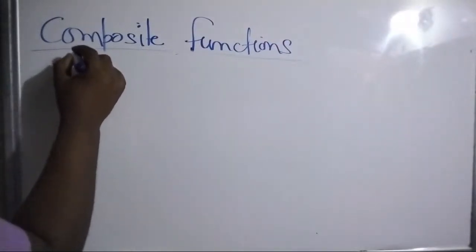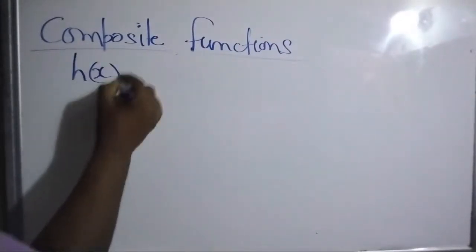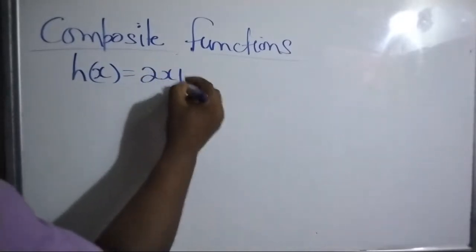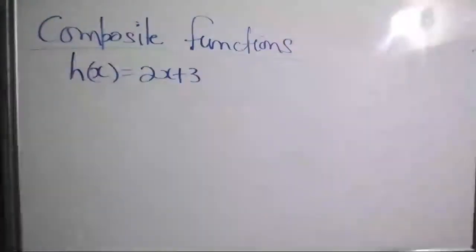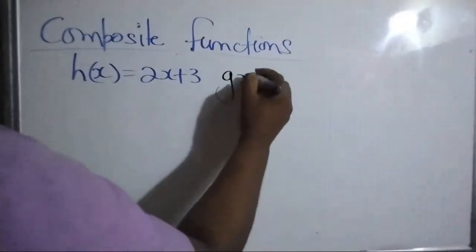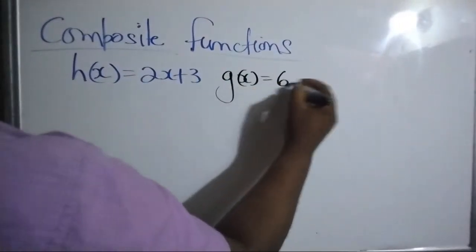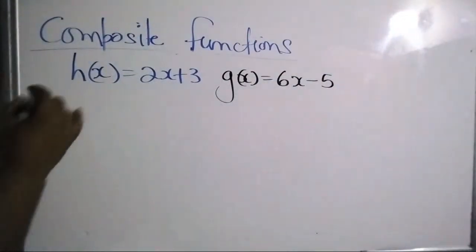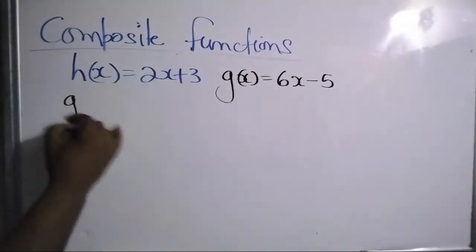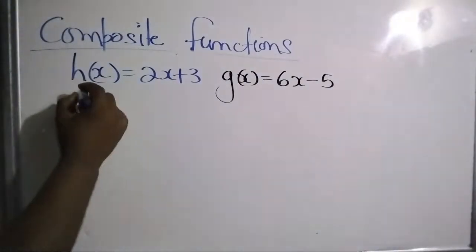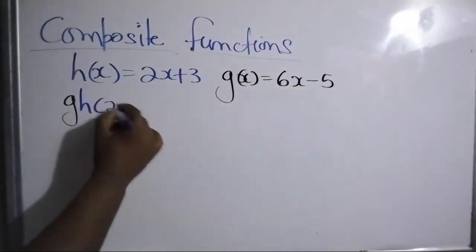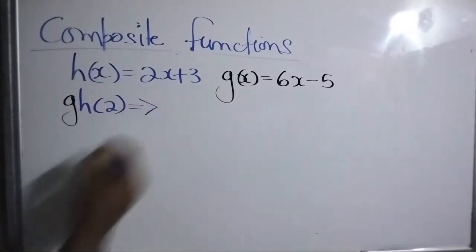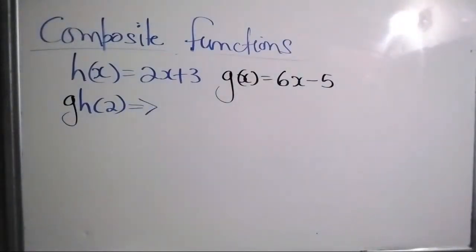Alright, we're going to use h. So let's say h of x is equal to 2x plus 3 and g of x is equal to 6x minus 5. Alright? And they can ask you for this. They can ask you for GH of 2. No need to panic when you see this. All you have to do is just find GH of x first and then substitute the value.